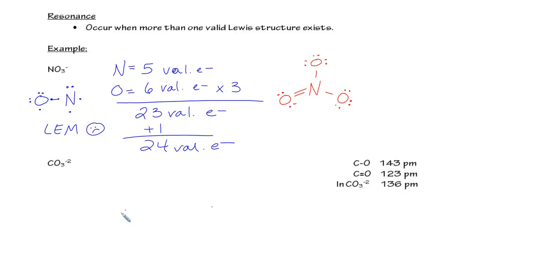That's not the case, though. When you really look at nitrate, all three bonds are exactly the same. They're the same bond length, they're the same bond energy. Why do you have to draw the double bond at that one particular oxygen? Could you do this? What if you did this?